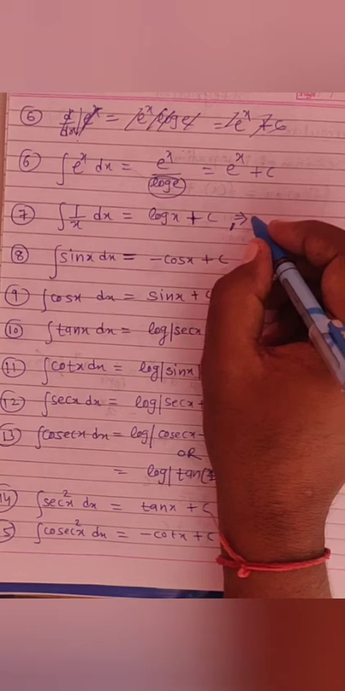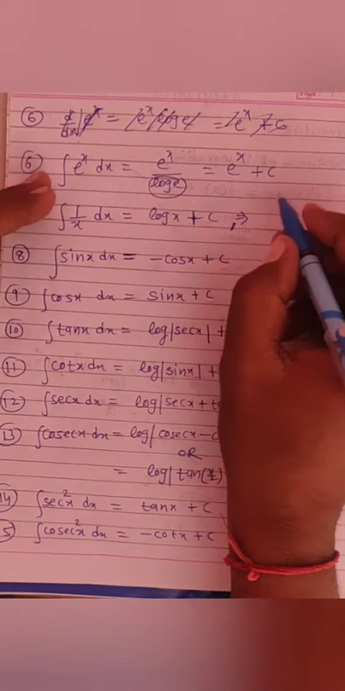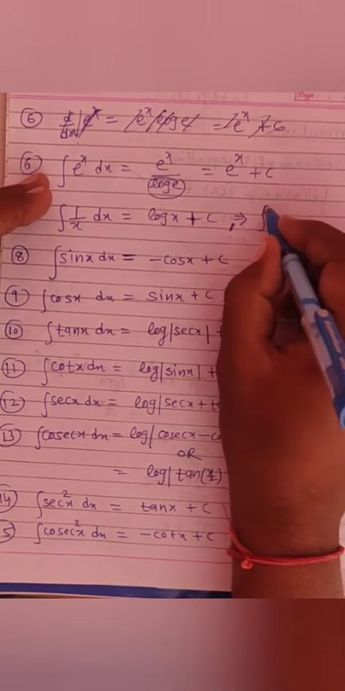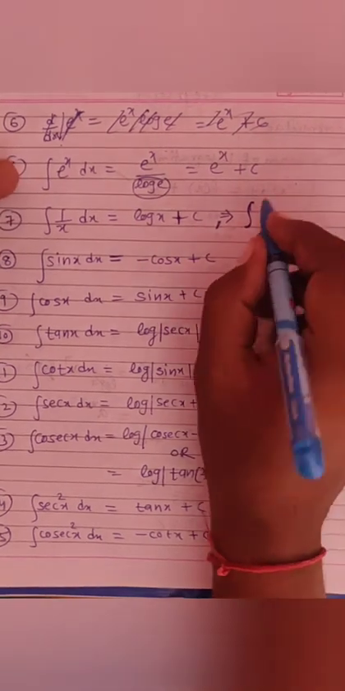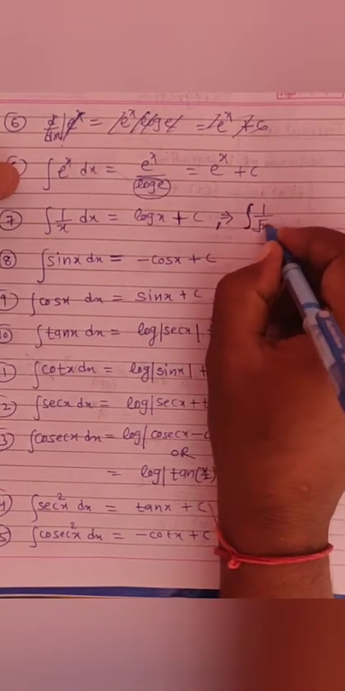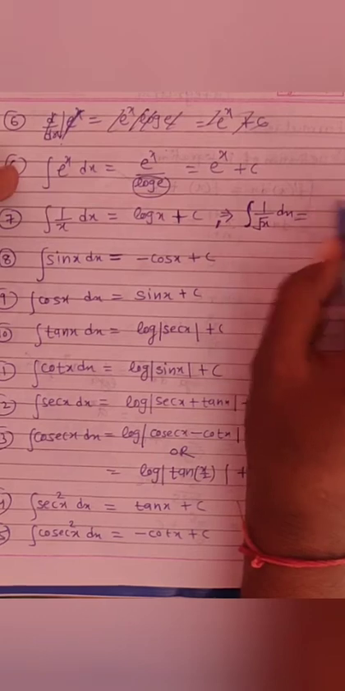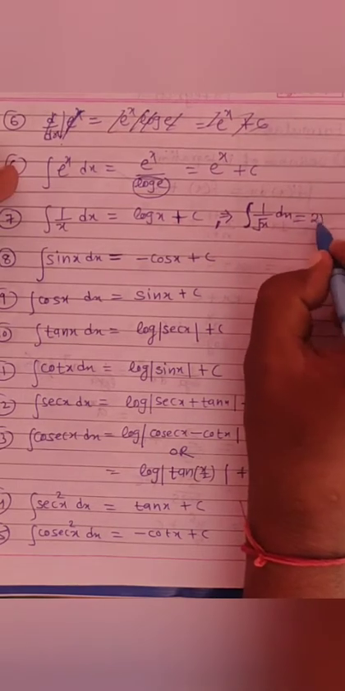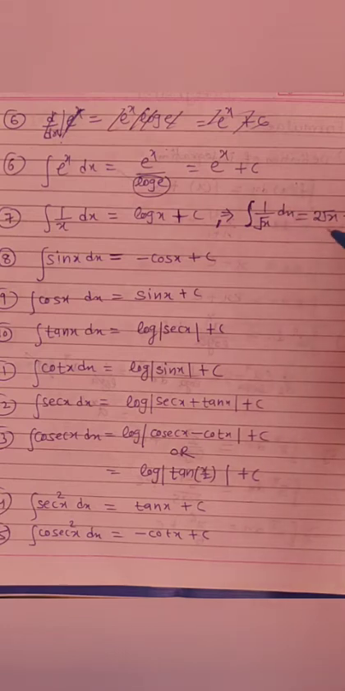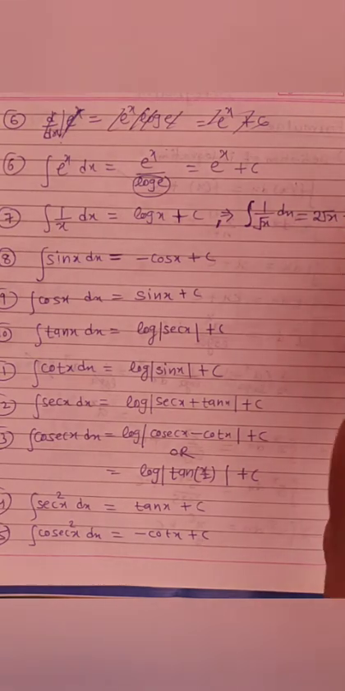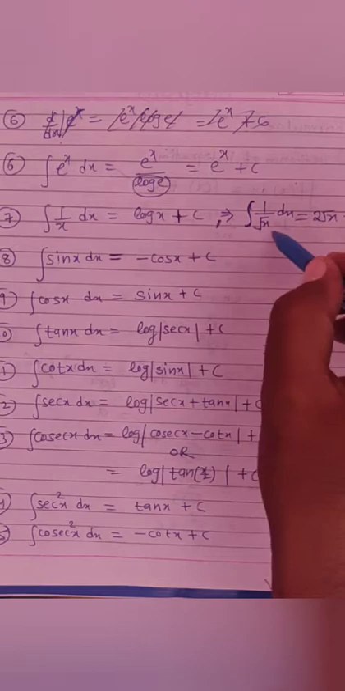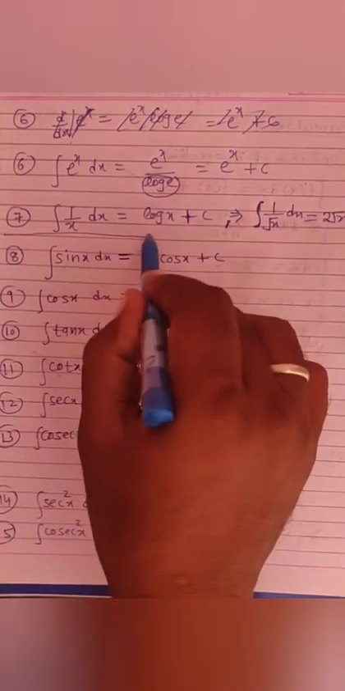Derivative of root x is 1 upon 2 root x. So if you integrate 1 upon root x and take the 2 to the right hand side, it is 2 root x plus c. So integration of 1 upon root x is 2 root x plus c. Next, these are the formulae for the commerce section.